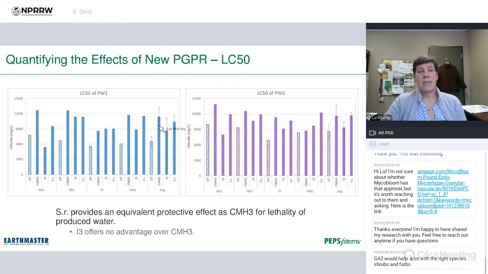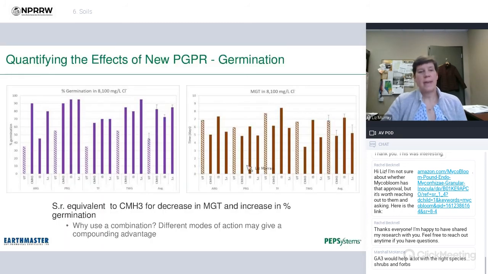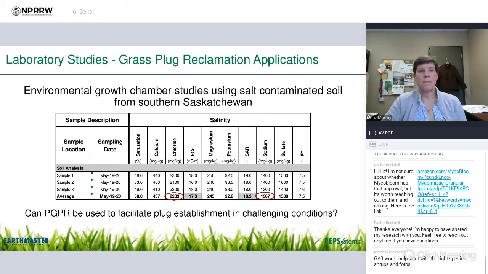And we did not see an improvement in the tolerance of chloride for the LC50 compared to what we already had. And when you look at the percent germination and the mean germination time, there really wasn't any improvement over what we already had. So we decided that on their own, there wasn't anything that we discovered that was better than what we already had. The question that remains is, can they be used in combination? Because they do have different modes of action. And those studies are ongoing to see if we can improve plant biomass using combinations of bacteria.